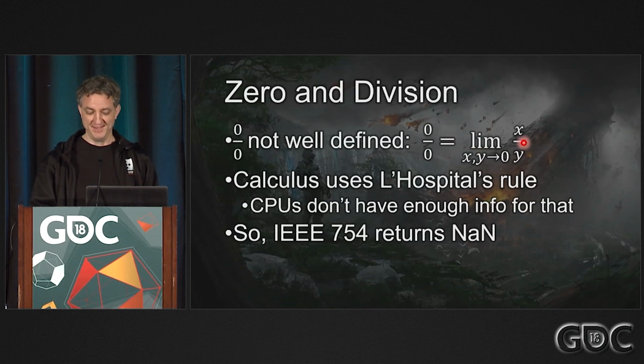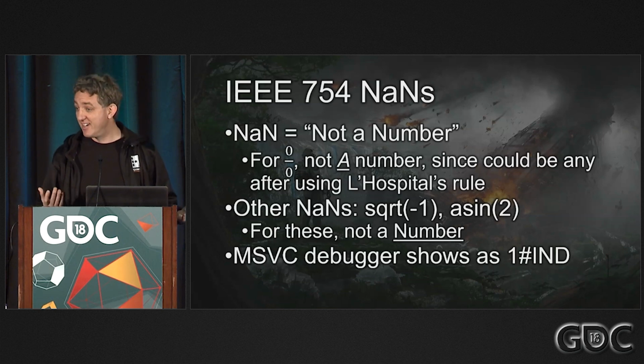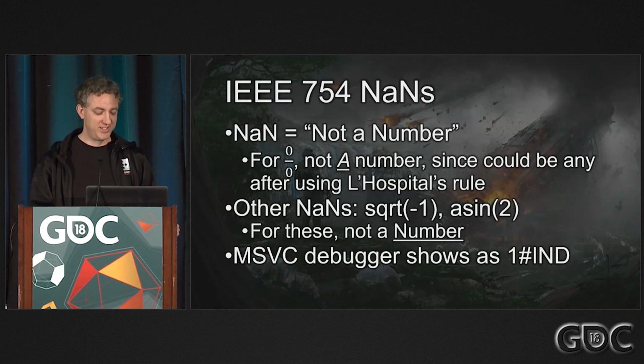It's this limit, which in calculus we can solve using L'Hopital's rule. I hope I pronounced that right. But CPUs don't have enough info for that because you have to take the derivative of the numerator and the denominator. CPUs just have the values. They don't have the derivatives. So IEEE floats return nan, which means not a number. For 0/0, you can think of it as not a number because it could be any value after you apply L'Hopital's rule. For other nans like the square root of -1 or the arcsine of 2, you can think of it as not a number because there's no such number. And you often see these in debuggers as 1#IND, for indefinite.